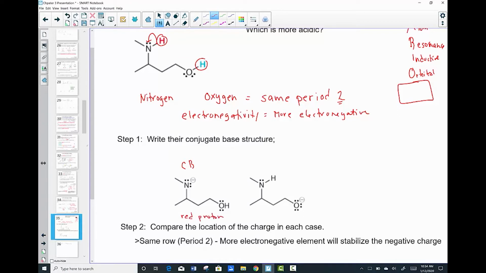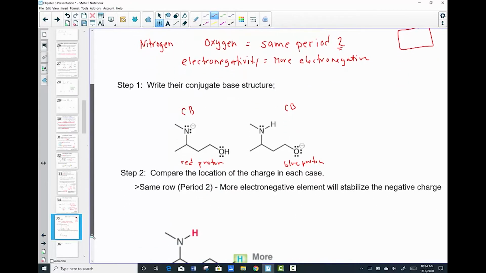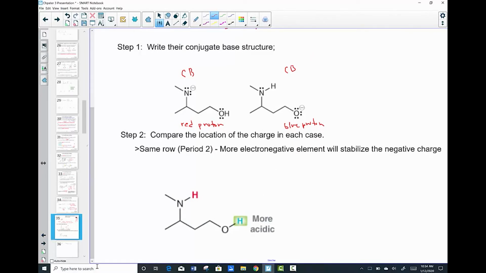Here, if this hydrogen is removed, the bond collapses and puts an extra pair of electrons on the oxygen. This is the conjugate base of the blue proton. Which one is doing a better job at stabilizing that negative charge? And we agreed that it would be the oxygen, the more electronegative element. So even though they're in the same period, we see that the more acidic proton comes from the more electronegative element. This proton colored in blue was more acidic due to the fact that its conjugate base was able to stabilize the negative lone pair electrons better.